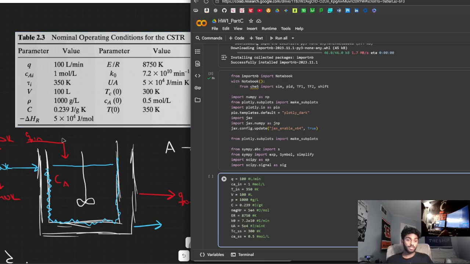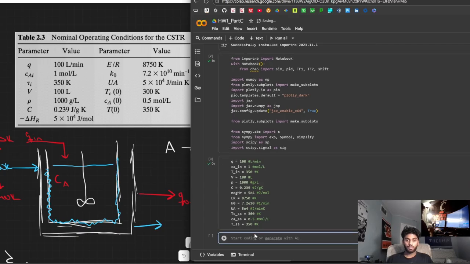And remember, the process is whatever is inside our continuously stirred tank reactor. The species A, which we are reacting to get to species B. So go temperature steady state equals 350K. And those are all of the numbers we will need to do calculations here in Python.